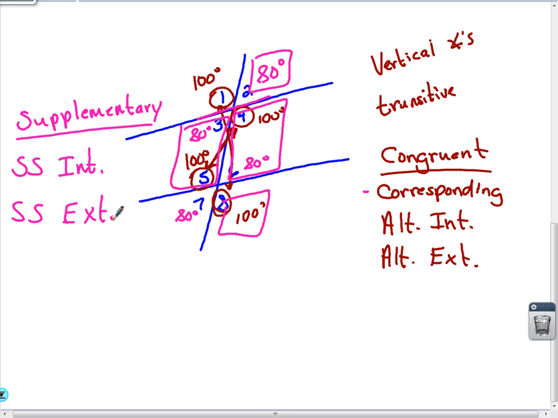So to make a long story short, when parallel lines are cut by a transversal, corresponding angles are congruent. Alternate interior angles are congruent. Alternate exterior angles are congruent. Same side interior angles and same side exterior angles are supplementary.